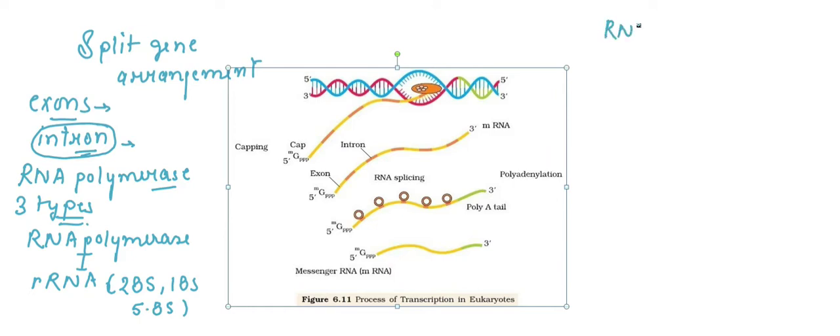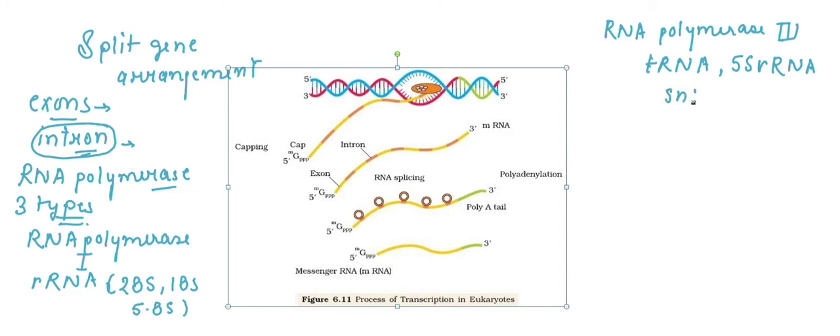RNA polymerase third transcribes tRNA, 5S rRNA, and snRNAs. snRNAs are the small nuclear RNAs.